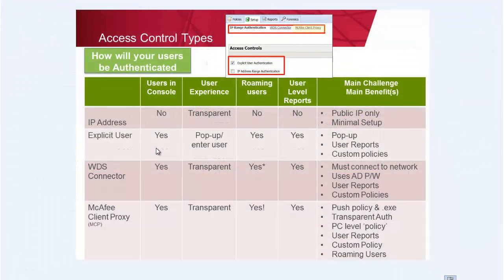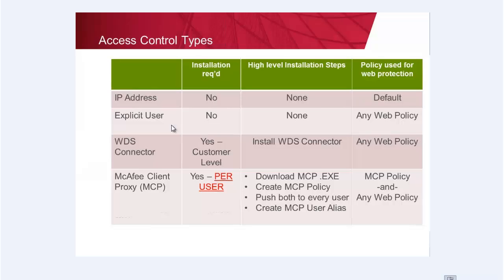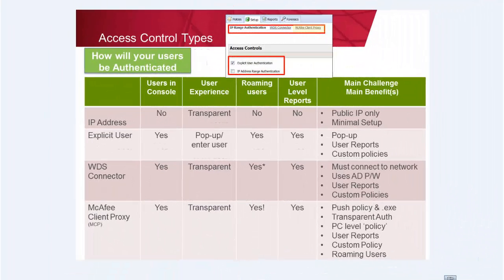So again, with Explicit, you have to have the users in the console. You do get a pop-up. It can be used with roaming users, although there is a better option. You get user-level reporting and custom policies. As with IP authentication, there's no installation required, no high-level installation steps, and you get to use any policy you like. The next implementation is the WDS Connector.